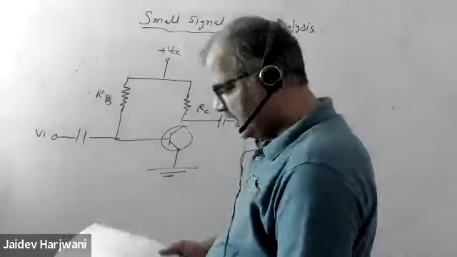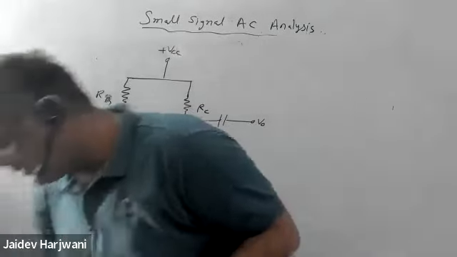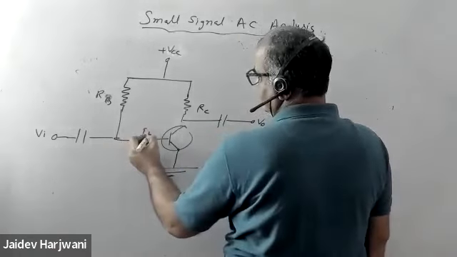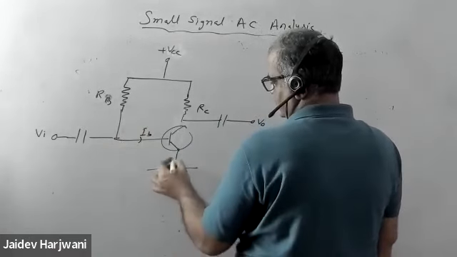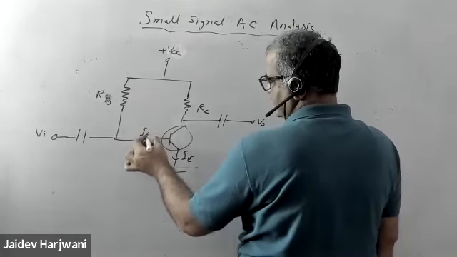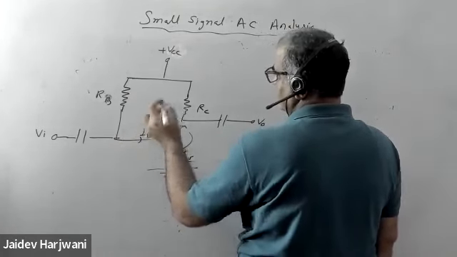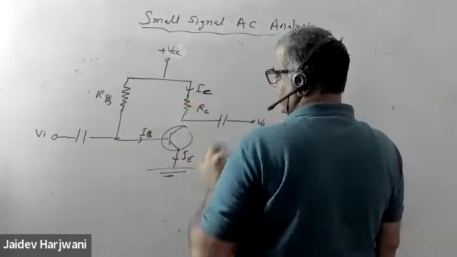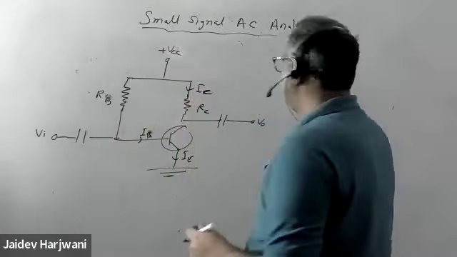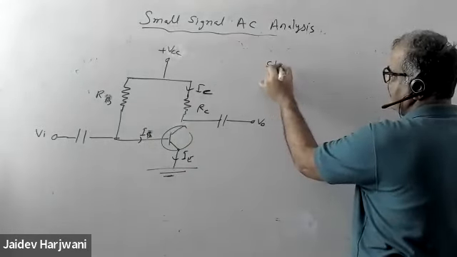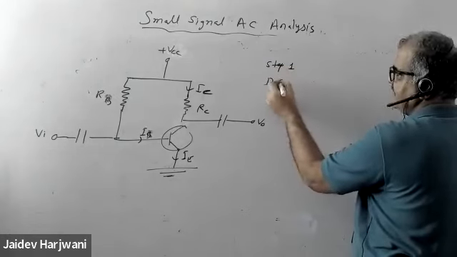Now I need to solve this circuit. Here IB current is coming. This is your IE current. If I do DC analysis, IB, and this is your IC. Now, first step is understanding. First step number 1, DC analysis.